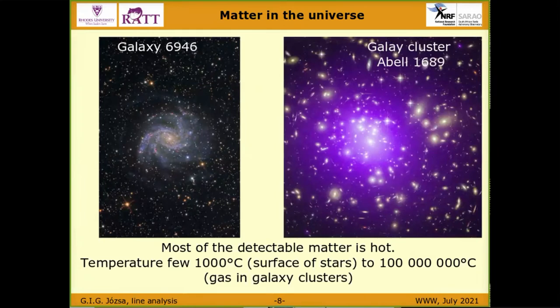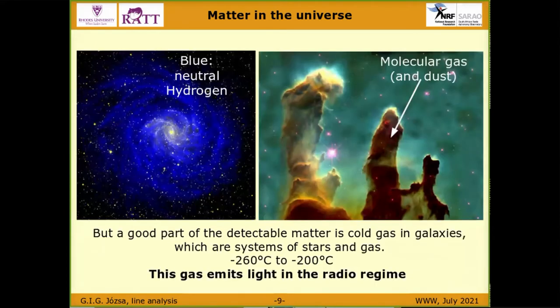Now, most of the detectable matter, 2.5% of the universe, is very hot. So it's either in stars, so you have 1,000 degrees Celsius or something, or Kelvin, to 100 million Kelvin in galaxy clusters. This gas is detected in X-ray. These two phases of the matter that we are seeing in the universe are not easily observable with line observations with radio telescopes, while this stuff is.